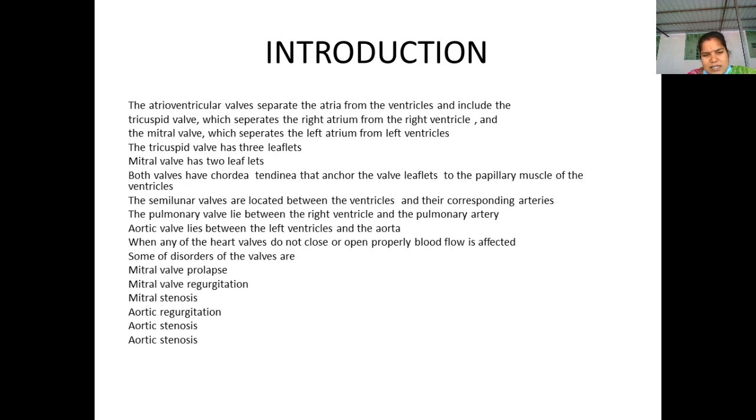We also have semilunar valves, which are located between the ventricles and their corresponding arteries. The pulmonary valve lies between the right ventricle and pulmonary artery, and the aortic valve lies between the left ventricle and the aorta. That will go to the blood supply, to the ascending and descending parts. So the pulmonary valve is between the right ventricle and pulmonary artery.